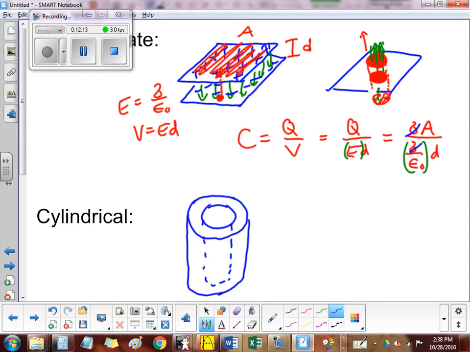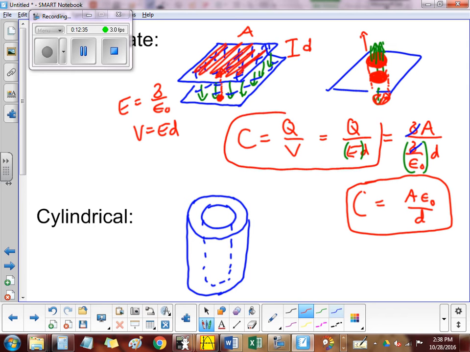The capacitance does not depend on the charge density. And we end up with a purely geometric equation. This is so cool. It's literally A epsilon naught over D. And this is the capacitance of a parallel plate capacitor. You can write it as Q over V, you can write it as Q over ED, you can write it as A epsilon naught over D.